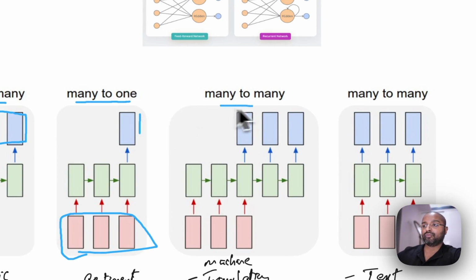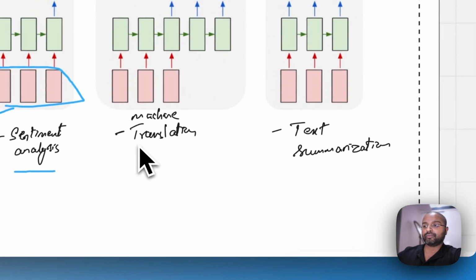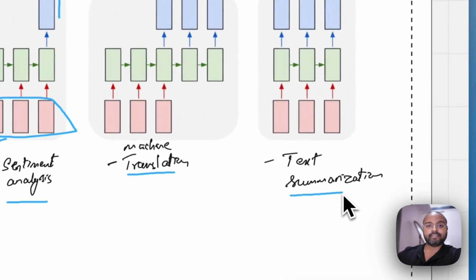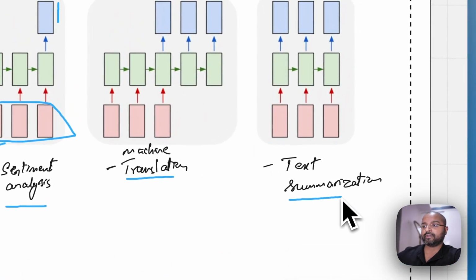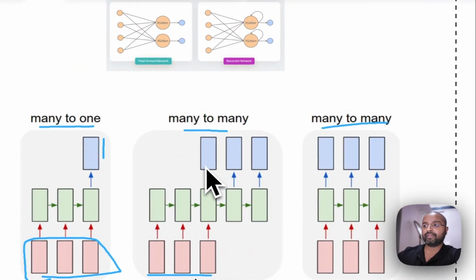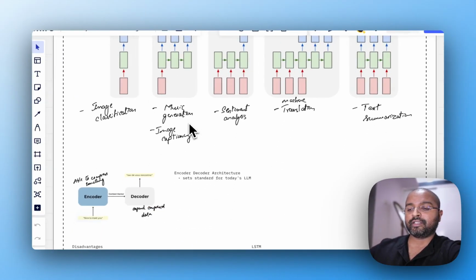Next, we have many to many, and we have two variants of many to many. So the first one is machine translation, and then the other one is sort of text summarization. And here we have many inputs, and with translation we can translate and get many outputs out of it as well. So these are some of the types of recurrent neural networks.